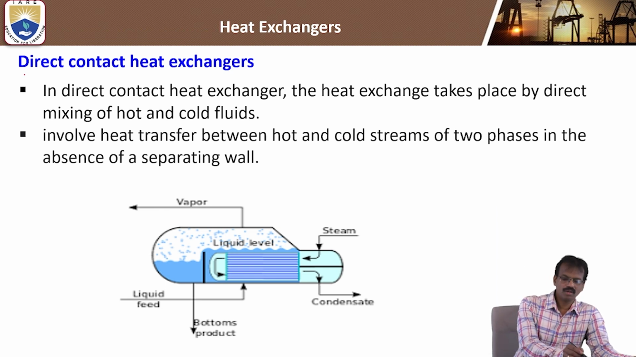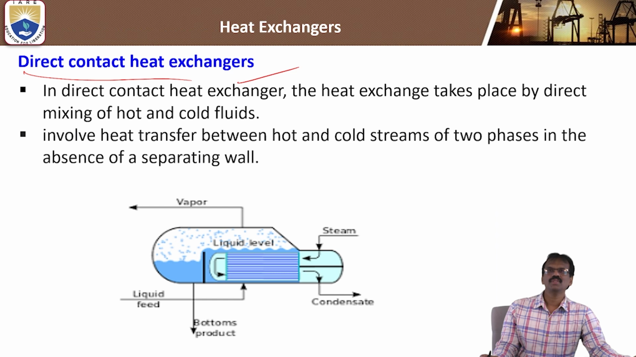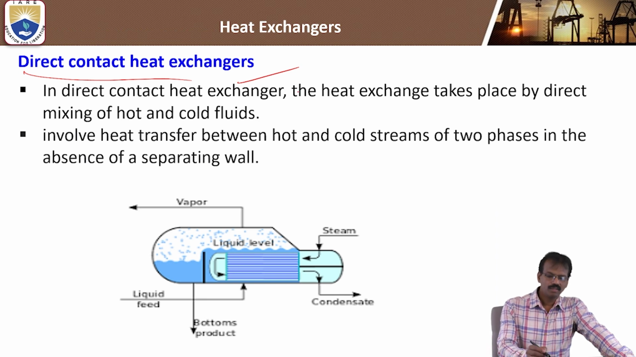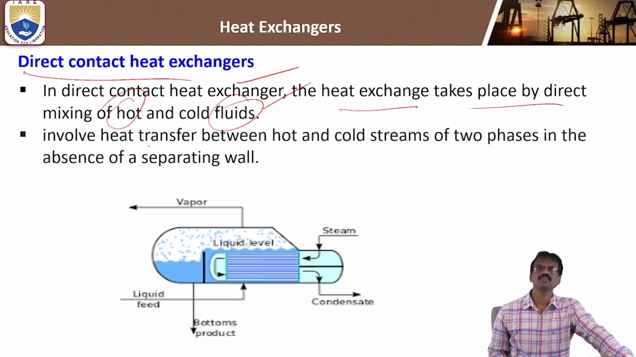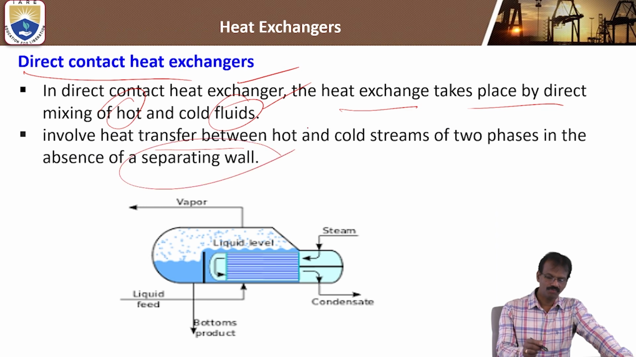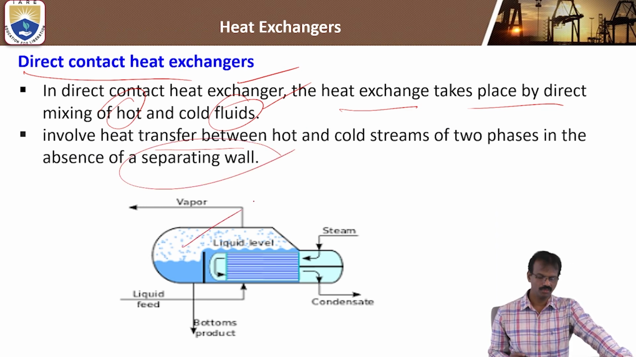First we'll see the direct contact heat exchanger. Direct contact means the two fluids physically mix with each other. Then heat transfer takes place from the hot fluid to the cold fluid. So in a direct contact heat exchanger, heat exchange takes place by direct mixing of hot and cold fluids. It involves heat transfer between hot and cold streams of two phases in the absence of a separating wall. Here there are two phases: one is the steam or vapor portion, another one is the liquid portion. Heat transfer takes place from the hot fluid to the cold fluid, from steam to liquid.